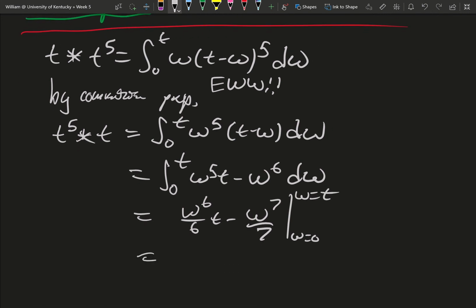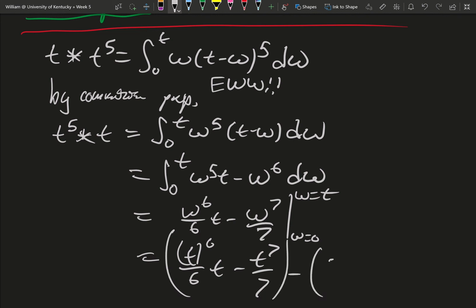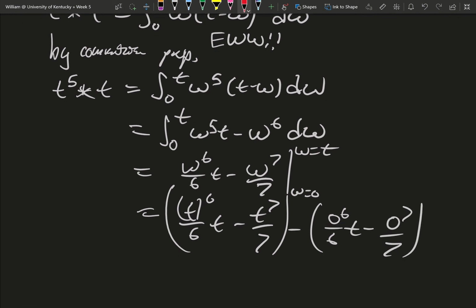So I compute that. I get t to the 6 over 6 times t minus t to the 7th over 7 minus 0 to the 6th. Well, that whole second term is 0, and so I can get that t convolved with t to the 5th is equal to t to the 5th convolved with t. And that whole thing is just going to simplify to t to the 7th over 42.